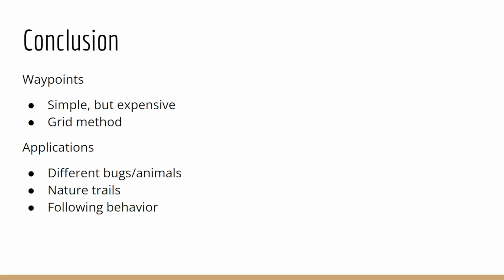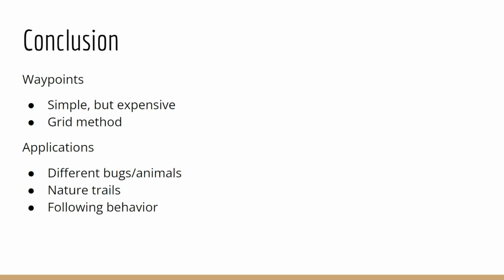Okay, so in conclusion, my waypoint method is simple but very expensive. Once you get into the thousands of waypoints, it can start to get very laggy. I would prefer to use a grid method, which I have seen a few things about online, in which you can make a grid, attach values to them, and then do pretty much the exact same thing that I just did here. But the grid method I have found to be quite a bit more complicated.